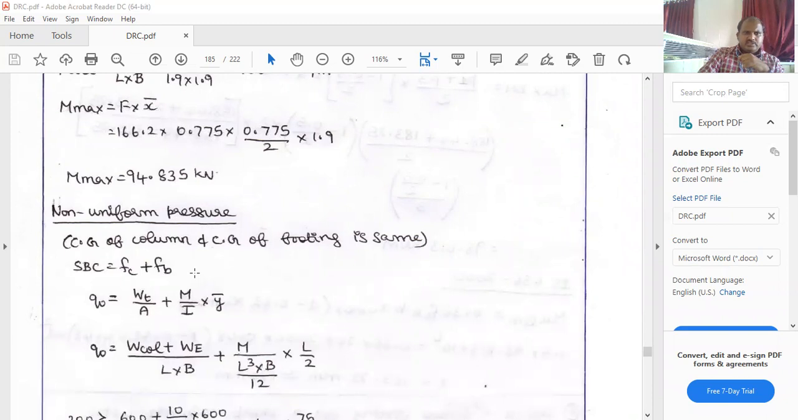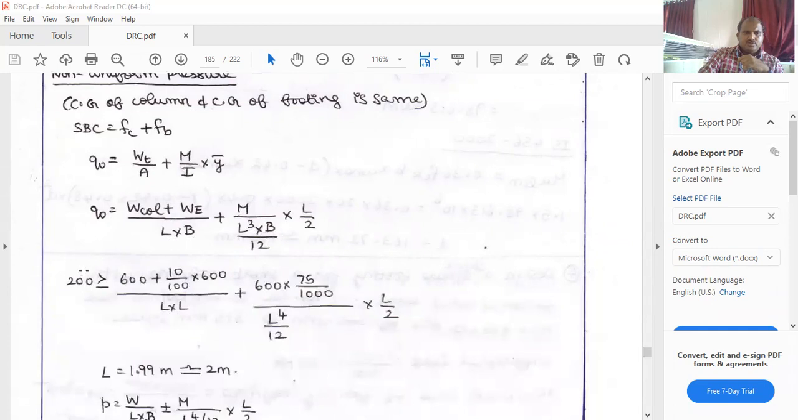Non-uniform pressure, that is CG of the column and CG of the footing are the same. Therefore, safe bearing capacity is direct stress plus bending stress. So Q naught equal to W by A plus M by I into y bar. So Q naught equal to W column plus W footing divided by L into B, plus M divided by L cube into B by 12, into L by 2. So 200 greater than or equal to 600 plus 10 divided by 100 into 600, divided by L into L, plus 600 into 75 divided by 1000, divided by L power 4 by 12, into L by 2.